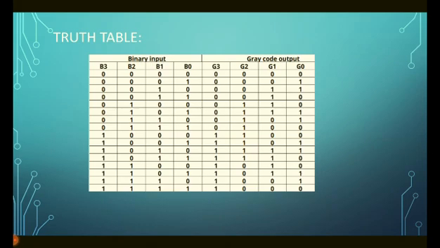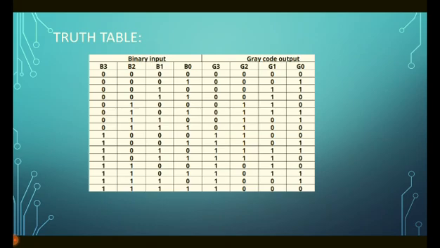When we give input for B0, we'll get output for G0. When we give input for B1, we get output for G1 and G0. When we give input value for B2, you get output value of G2, G1, and when you give input value for B2 and B0, we'll get output value of G2, G1 and G0. When you give input value for B2 and B1, you get output value G0 and G2.